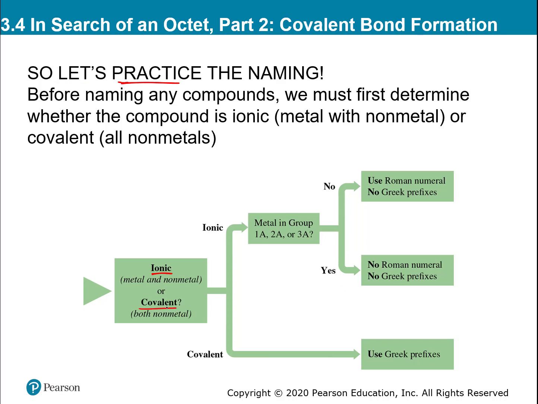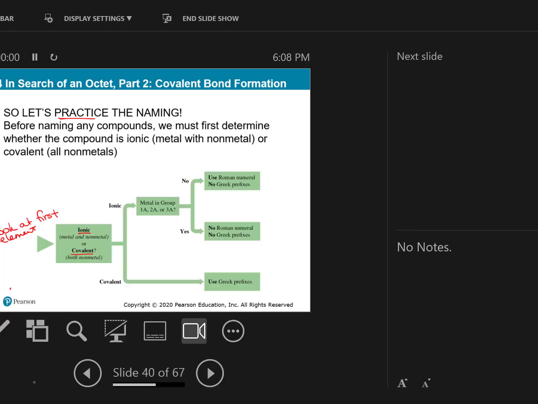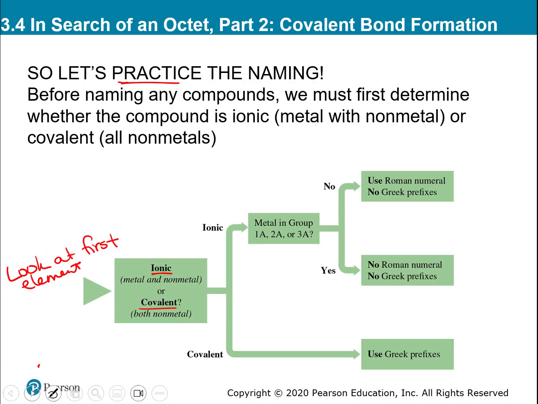So we're going to practice. First, I need to know, is it ionic or covalent? The trick is to look at the first element, whether you have a name or a formula, it doesn't matter. If the first element is a metal, then you know that you have ionic. You always have your periodic table, so you don't have to memorize what things are. But how do you tell a metal from a non-metal? You look at the zigzag line.